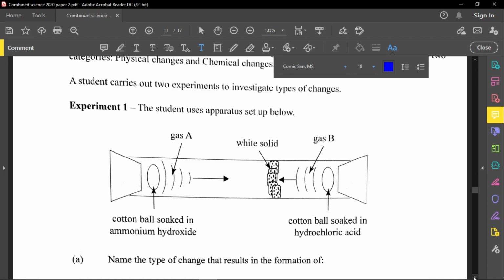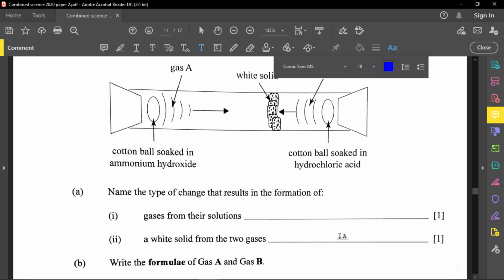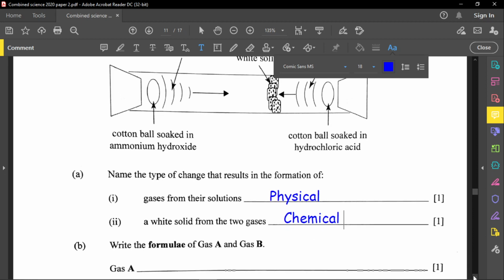And so it says name the type of changes that result in the formation of gases from their solution. And this change is a physical change. Okay, so this change is physical. Okay, so physical change. And a white solid formed from the two gases. So when the two gases meet, a white solid forms, that means it'd be a chemical change. Okay, there's a chemical change when the gases meet and they react.